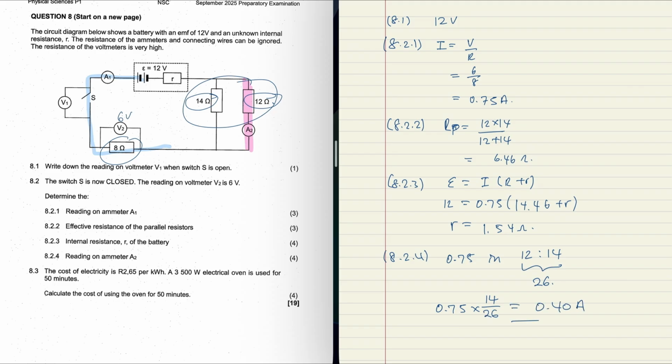0.40 amperes. Question 8.3. The cost of electricity is 2 Rand 64 per kilowatt hour. A 3500 watt electrical oven is used for 50 minutes. Calculate the cost. So cost is equal to the rate times the time times the power. So the rate we are being charged is 2 Rand 65. The time must be in hours, so 50 divided by 60, and the power must be in kilowatts, so 3.5. And that gives us an answer of 7 Rand 73 cents.